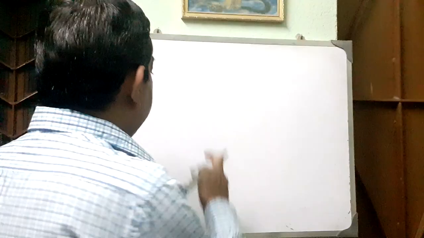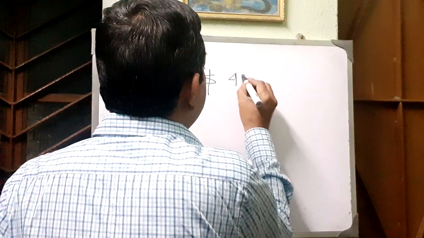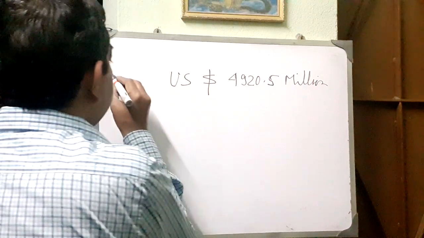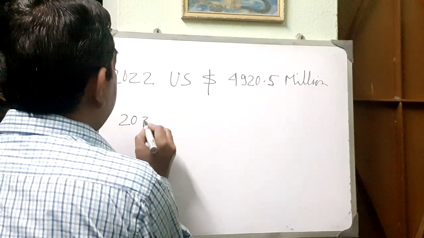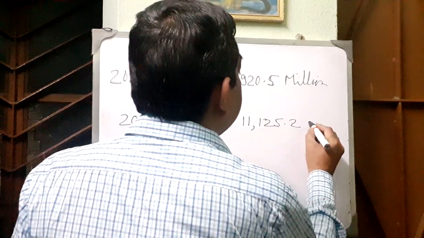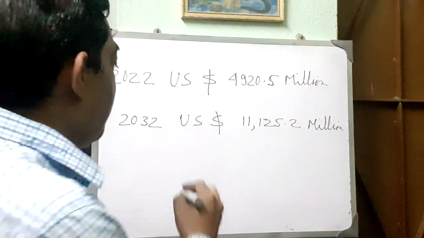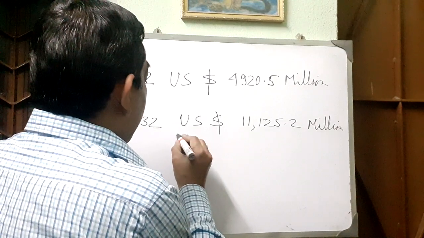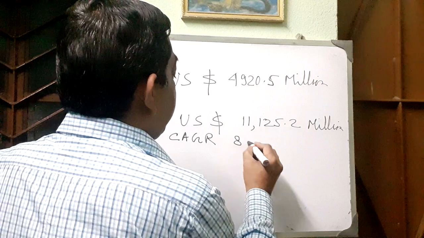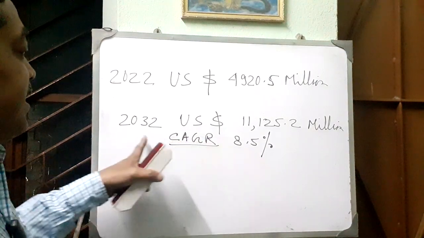2022, the US dollar market of fermented dairy product is $4,920.5 million. It is quite high in 2022, and it is expected that by 2032 it will increase to $11,125.2 million. So this will be more than double, with a compound annual growth rate, CAGR, expected to be 8.5%. It is quite high. So a compound annual growth rate of 8.5% is expected up to 2032.